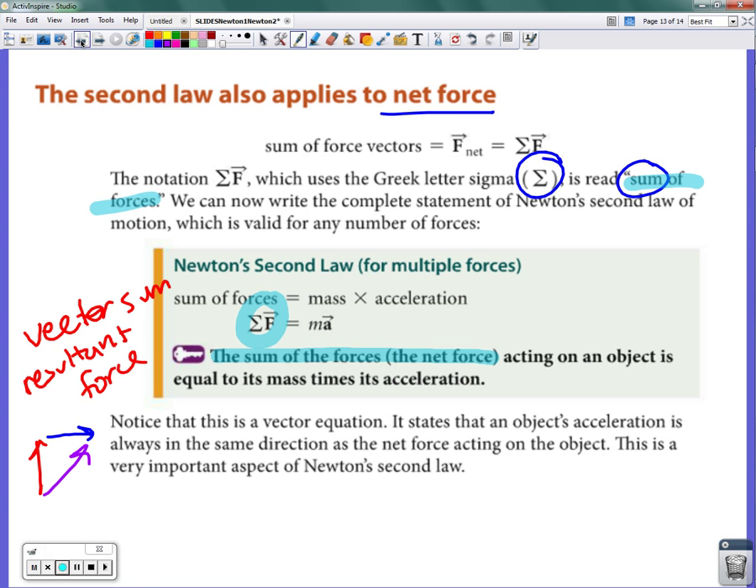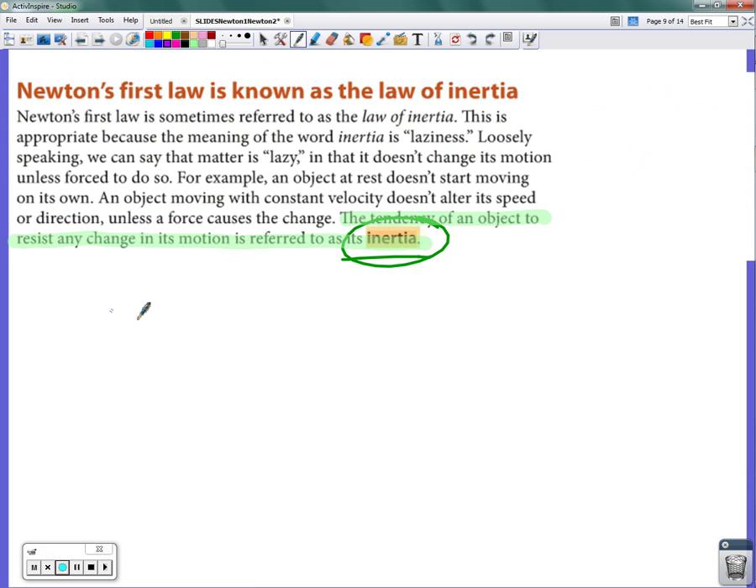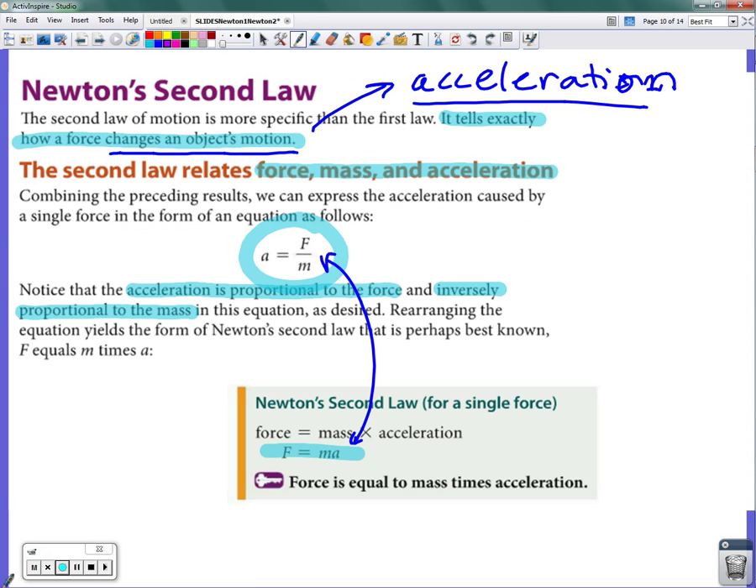So, to review, Newton's first law deals with things staying the same. We summarize those ideas with the concept of inertia. Newton's second law deals with things changing, or acceleration. And we use this equation or this equation to summarize the effects that force and mass have on acceleration.